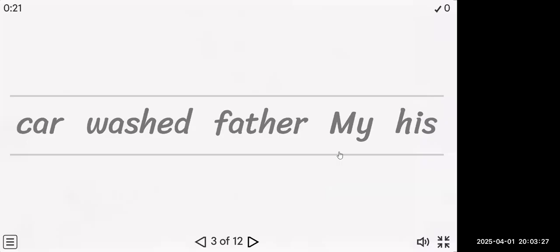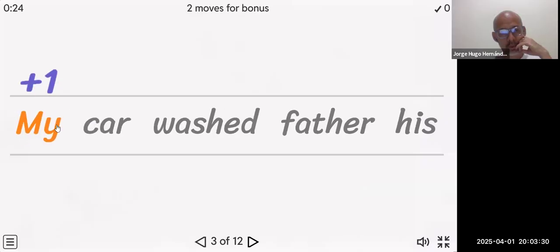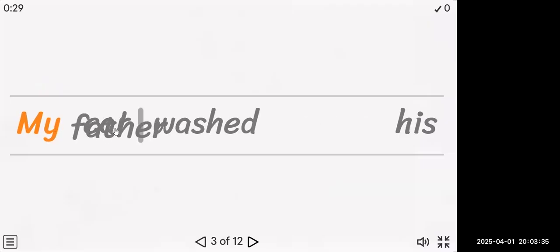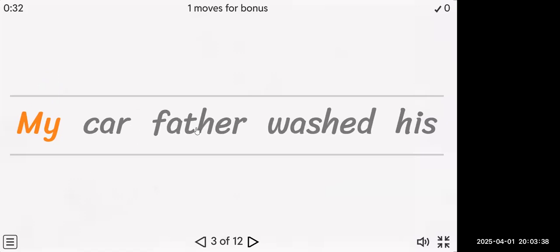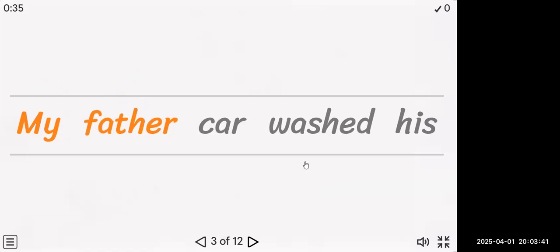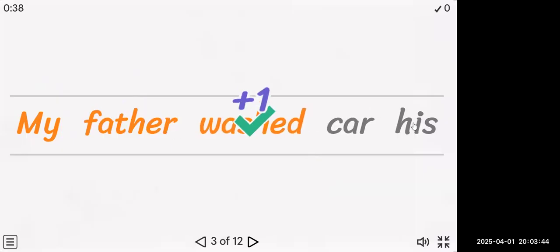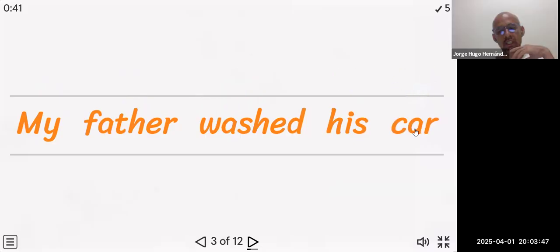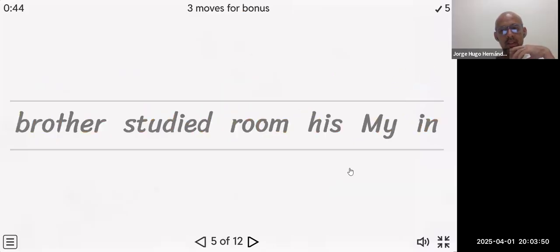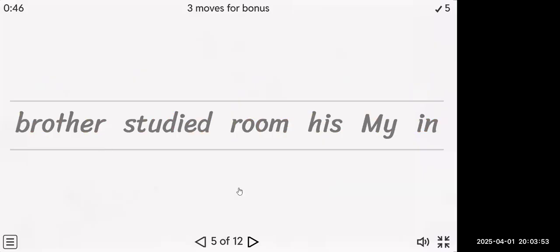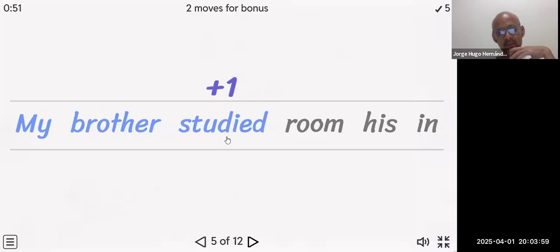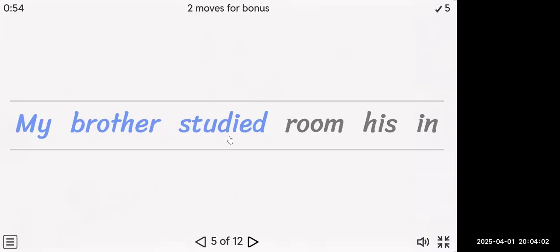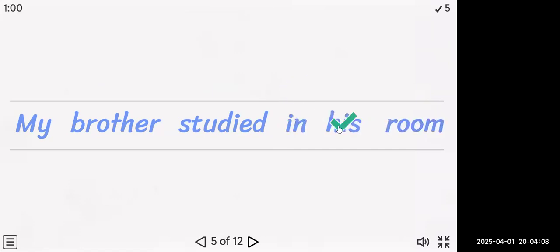My car. My, no, my father. Yes, my father washed his car. Okay, next. This one. My brother studied where? In his room.